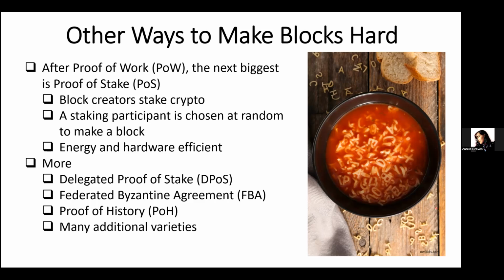There's something called Federated Byzantine Agreement that's really efficient, but some people complain that it's centralized. It's used by Ripple and Stellar. You've heard of those.